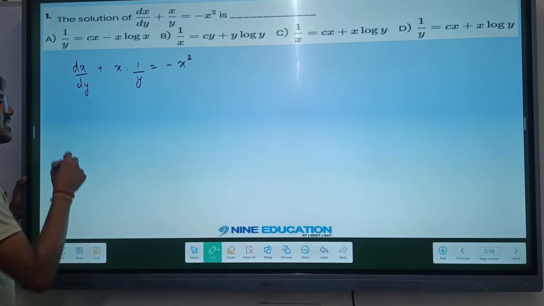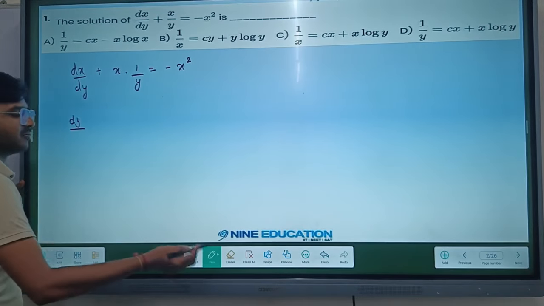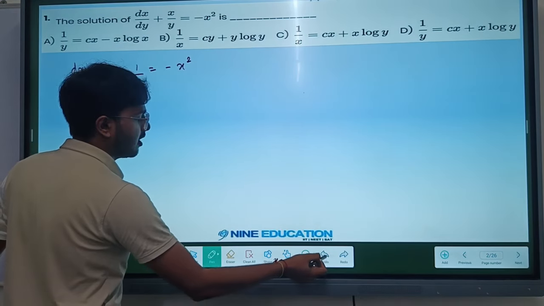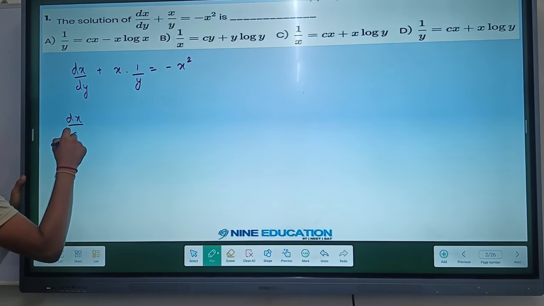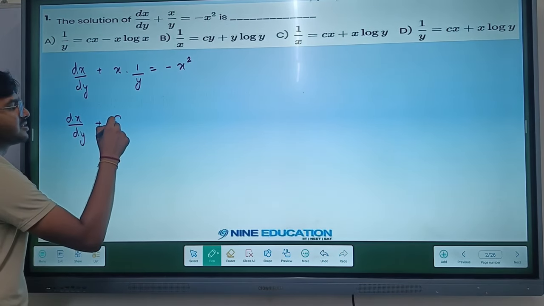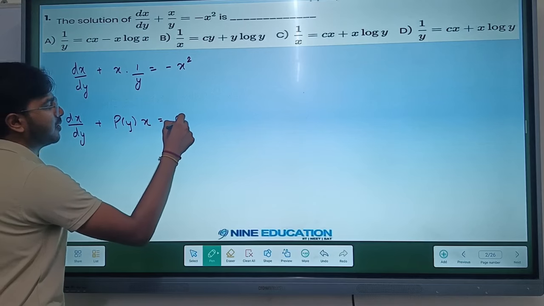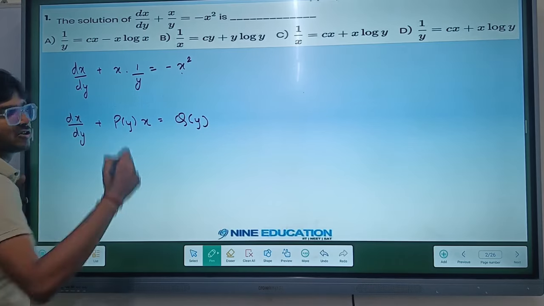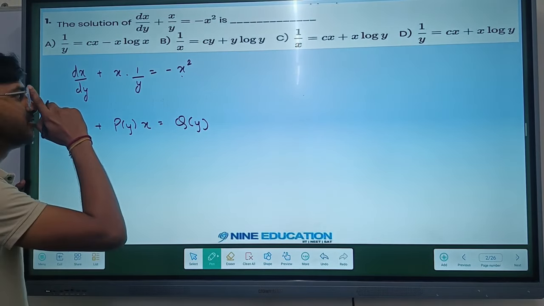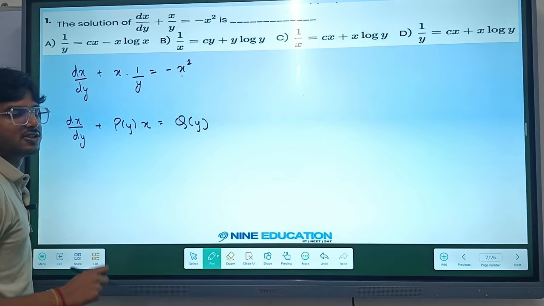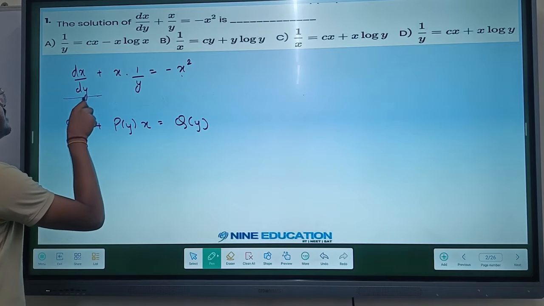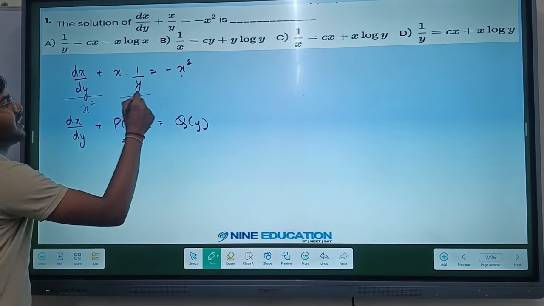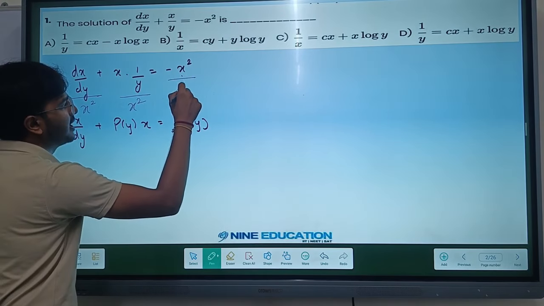Now, if you remember, we have linear differential equation formula in terms of dx by dy or in terms of dy by dx, but it is something like this: dx by dy plus p of y into x equal to q of y. So here there should be a function of y, but there is a function of x as well here. We'll use Bernoulli's equation, as in we'll divide the whole part by x square. We'll divide everything by x square.